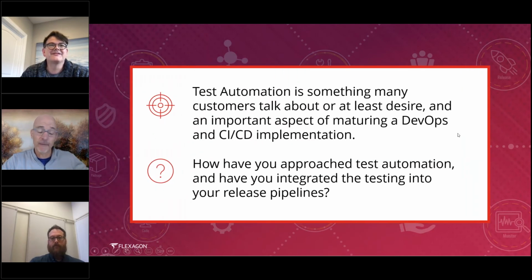Maybe moving on, test automation. We talked a little bit about it. I think both of you had some examples of what you've done in the test space, and clearly in terms of maturing a DevOps process, practice, strategy, and maturing CI/CD in general. It's important. So maybe if you guys could talk about your approach, how have you approached test automation, and have you integrated that into your release pipelines? Max, you want to go first here?